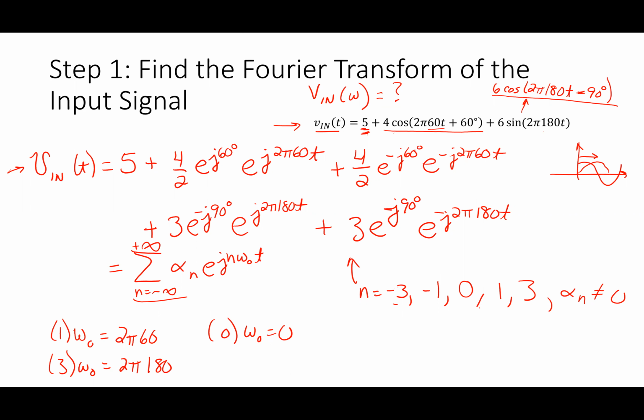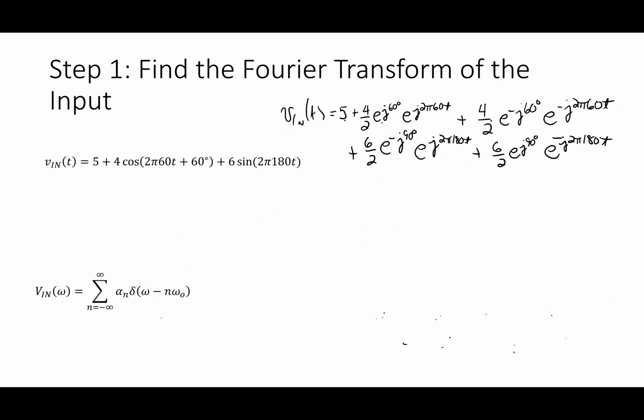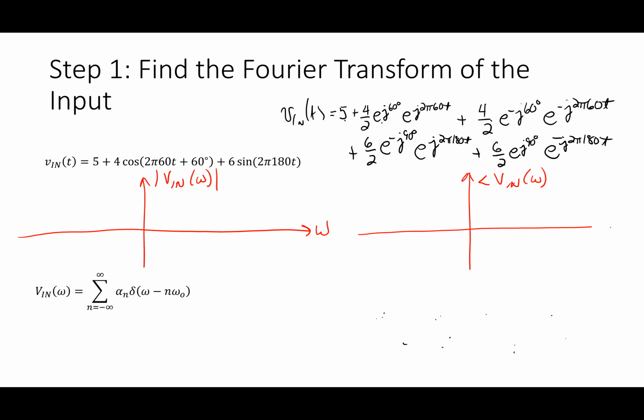Now the question is, how do I get that into a Fourier transform? Let's do a graph over here. This is my formula for the Fourier transform. At the frequencies where I have information, I have to draw a graph of this. There are two pieces: the magnitude of Vn of omega versus omega, and the angle of Vn of omega versus omega. I have something at 0, at 2 pi 60, and at 2 pi 180, and at their conjugates, or their mirrors.